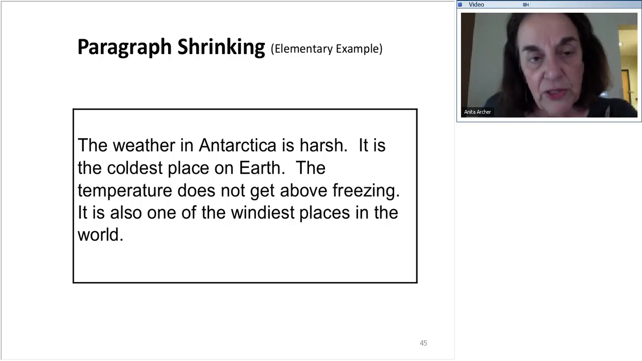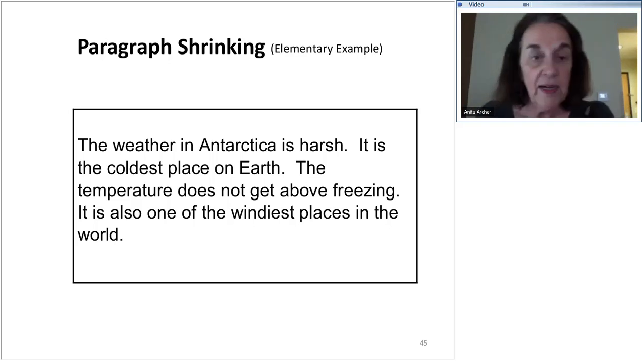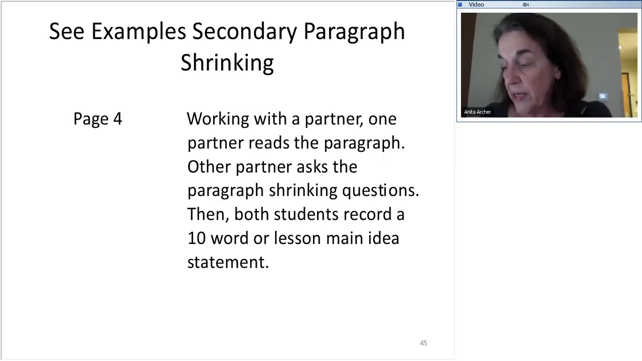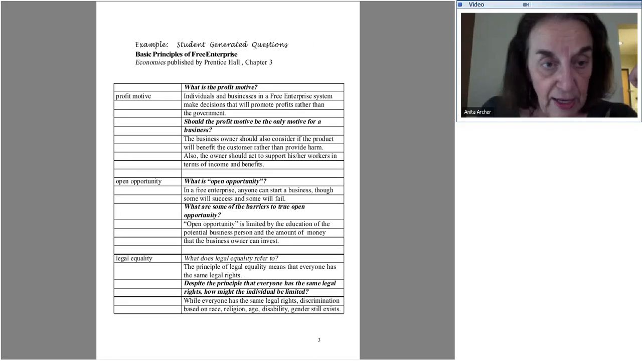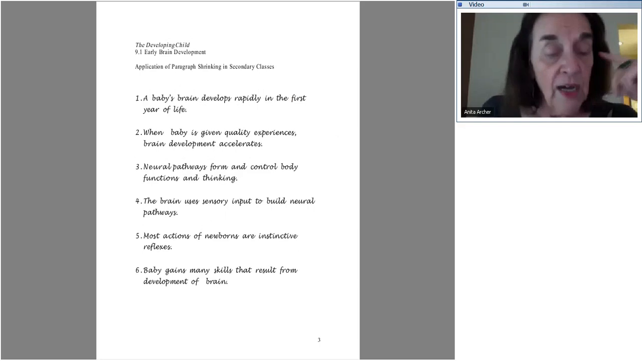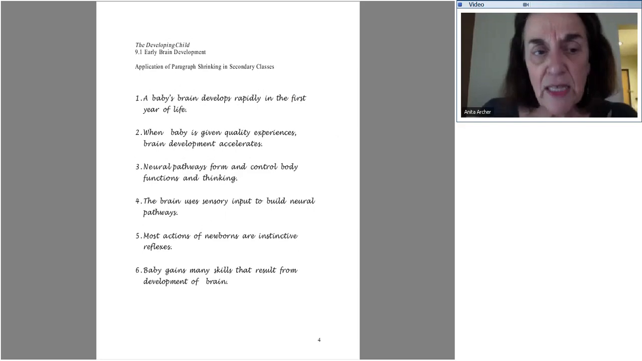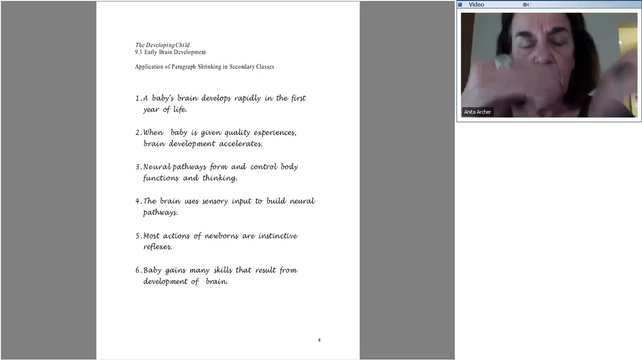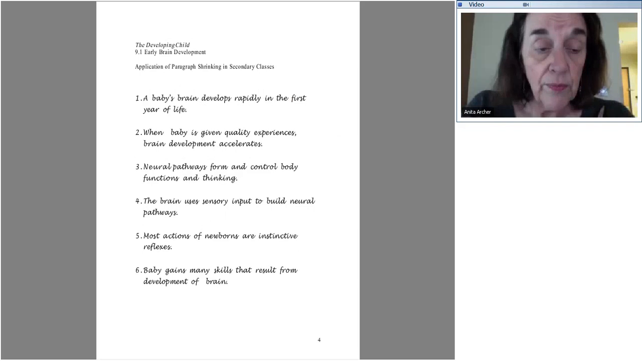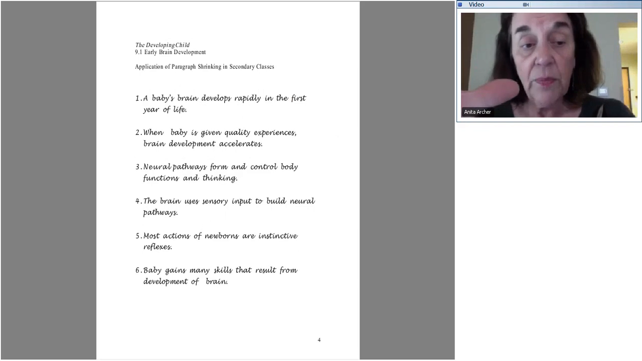Now, I want you again to know that this is not just for elementary. I want you to look over on page 4 because one of your examples, one of the textbooks that I was utilizing, was a textbook for high school on a consumer science class, and the text was The Developing Child. And the paragraphs were such that it would really perfectly align with paragraph shrinking at the high school level. So one student reads the paragraph, the other student says, name the who or what. Well, it's about the baby's brain.